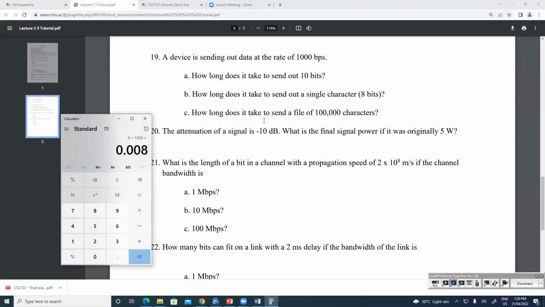And the third one is 1000 characters. So 1000 characters you have to convert into bits. So one character is worth 8 bits. So 1000 characters, sorry, 100,000 characters will be 800,000 bits. So in that case, you'll have to do 800,000 bits divided by 1000. So it will take 800 seconds.